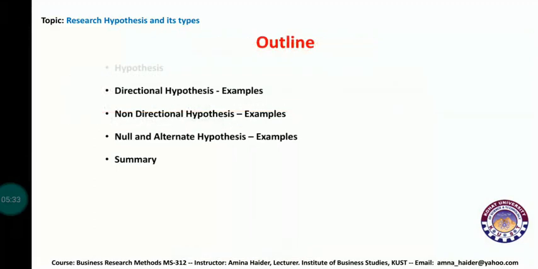The next topic is directional hypothesis and non-directional hypothesis. When we actually formulate a hypothesis, we write it in a format which might be directional or it might be non-directional.